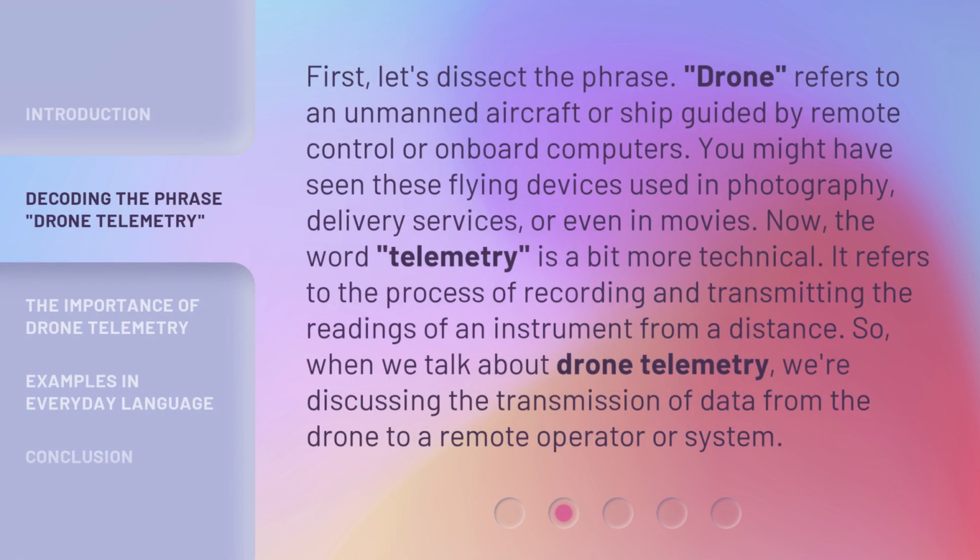First, let's dissect the phrase. Drone refers to an unmanned aircraft or ship guided by remote control or onboard computers. You might have seen these flying devices used in photography, delivery services, or even in movies. Now, the word telemetry is a bit more technical. It refers to the process of recording and transmitting the readings of an instrument from a distance. So, when we talk about drone telemetry, we're discussing the transmission of data from the drone to a remote operator or system.